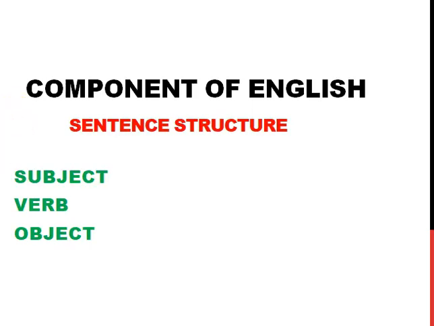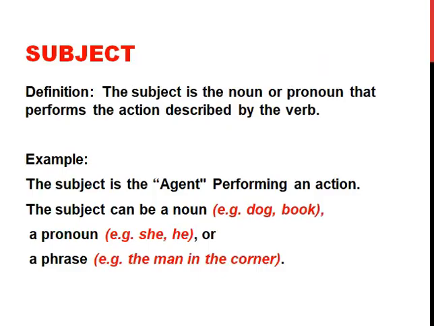That is called the components of English sentence structure: subject, verb and object. Now we are going to talk about the subject, the verb and the object. What is meant by the subject? Let's discuss the subject. The subject is the doer of the action. People are calling it the doer of the action.